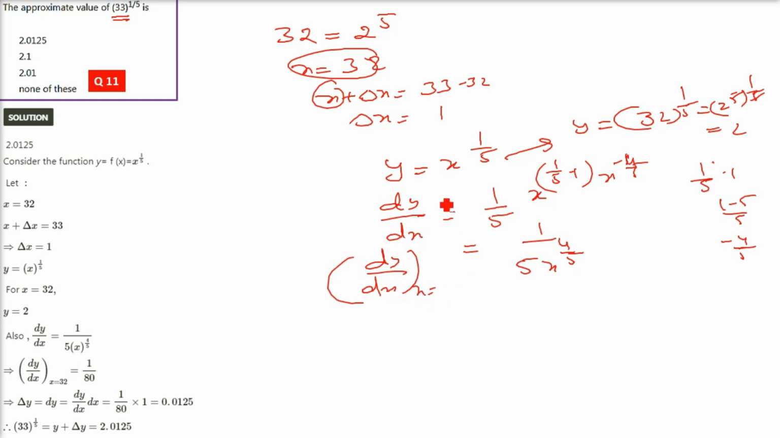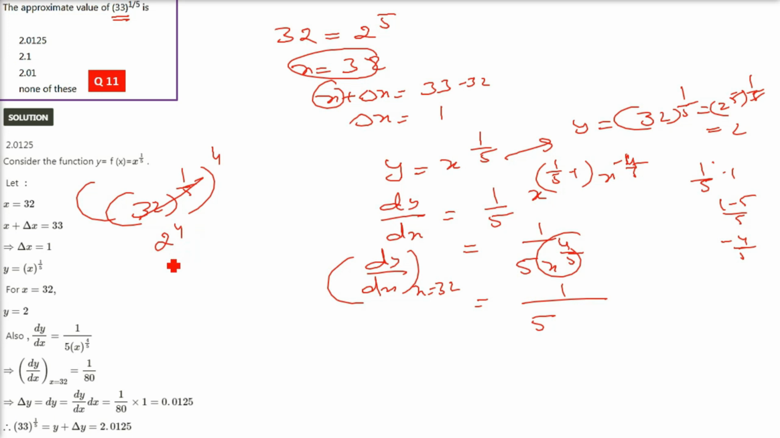So as I said, we have to compute it at the value which is x being assumed. X is 32 here. So 32 to the power 4 by 5, which is essentially 32 to the power 1 by 5 raised to the power 4. 32 raised to 1 by 5 is 2, 2 raised to 4 is 16. So 1 by 5 into 16 is going to be 1 by 80, and this you get 1 by 80.